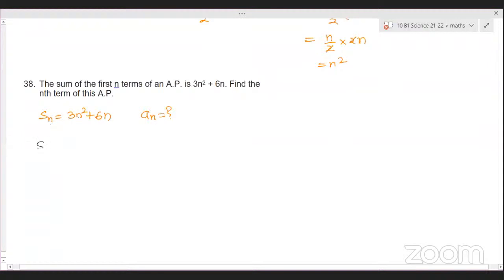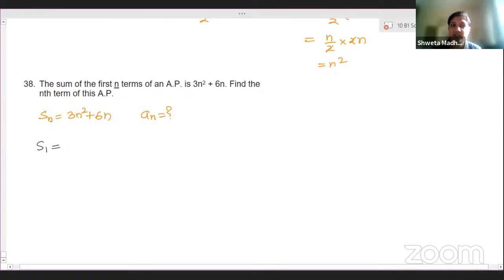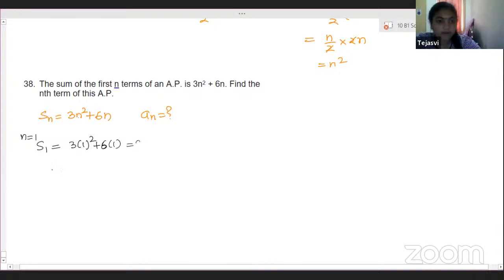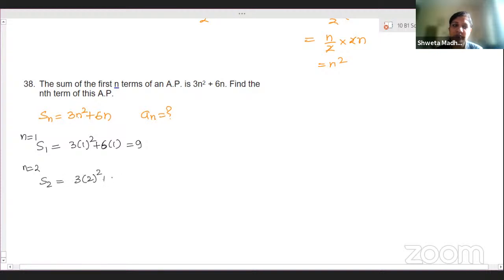So what is S1? In place of n we have to substitute 1. So 3 into 1 squared plus 6 into 1, that is 9. When n is equal to 2, we will get S2, that is 3 into 2 squared plus 6 into 2. 4 3s are 12, 12 plus 12, 24.